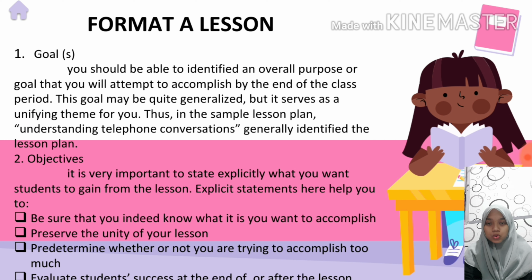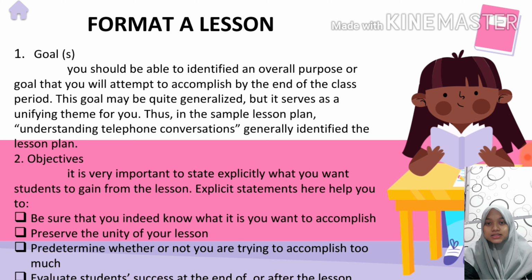The first is goal. You should be able to identify an overall purpose or goal that you will attempt to accomplish by the end of the class period. This goal may be quite generalized, but it serves as a unifying theme for you. Thus, in the sample lesson plan, understanding telephone conversations generally identifies the lesson plan.